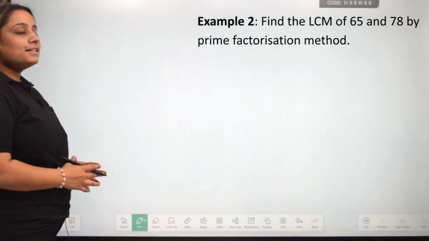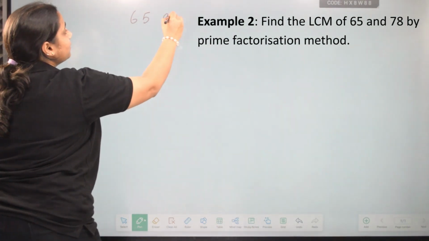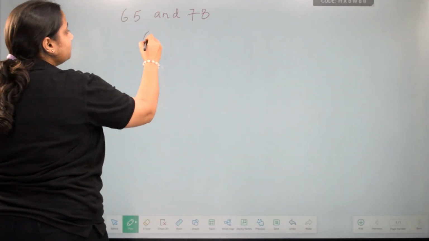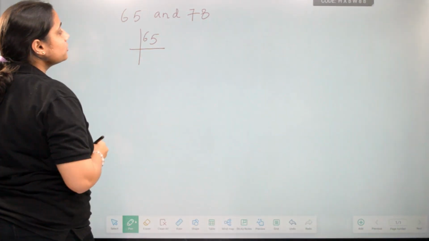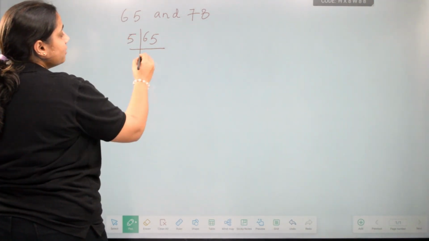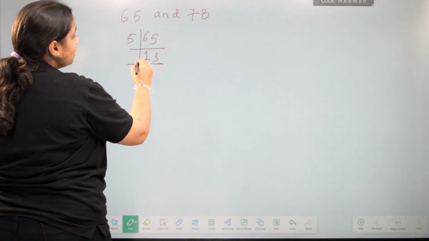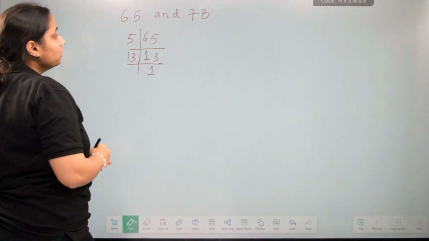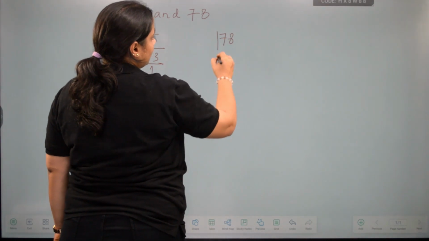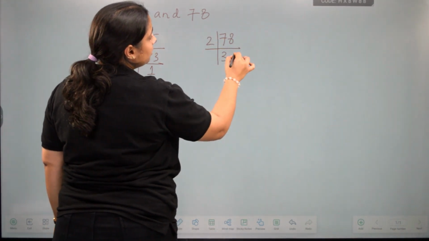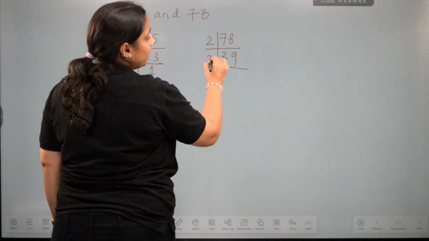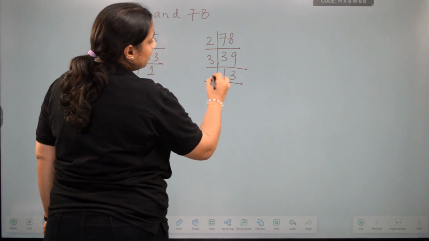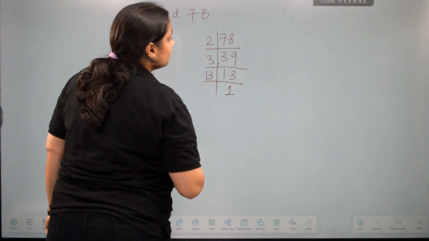Now we have to find the LCM of 65 and 78 using the prime factorization method. So let's find the factors of 65 first. Divided by 5, we get 13. Now 13 is a prime number, so it will be divided by itself only, so we get 1 here. Now 78 divided by 2 gives 39. Divided by 3 gives 13, and again 13 will be divided by 13 itself.